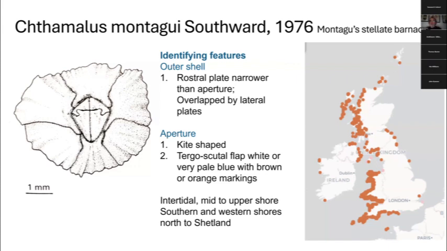Okay, it's quite a similar sort of distribution overall to the previous one, Chthamalus stellatus, mainly confined to southern, western, and some northern shores.